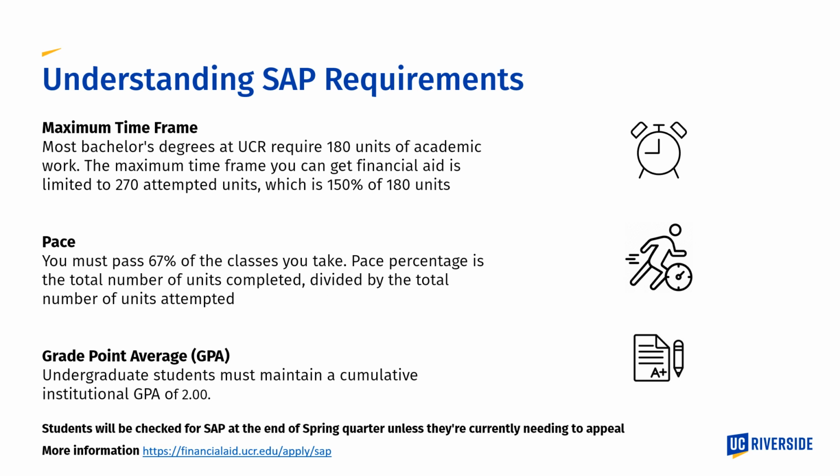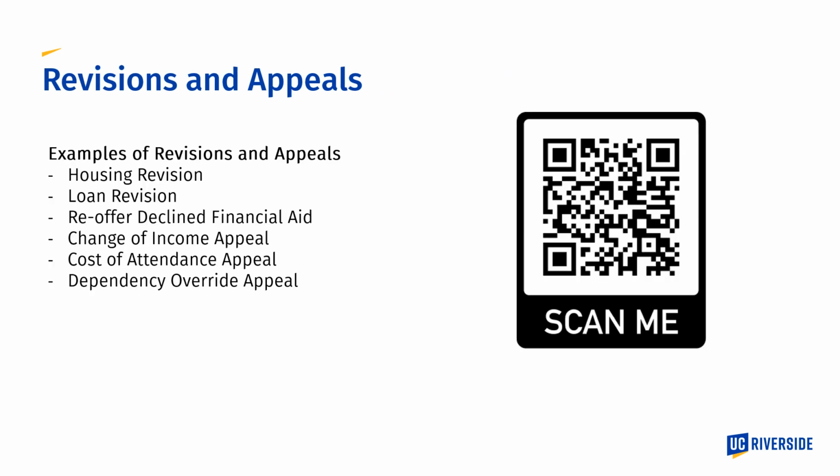For more information about SAP requirements, please visit our website, financialaid.ucr.edu. Revisions and appeals are available to students via their R-Web. While we will not discuss these in detail, we have provided a QR code that takes students to a link of what each revision and appeals is about and what requirements must be met in order to submit one.